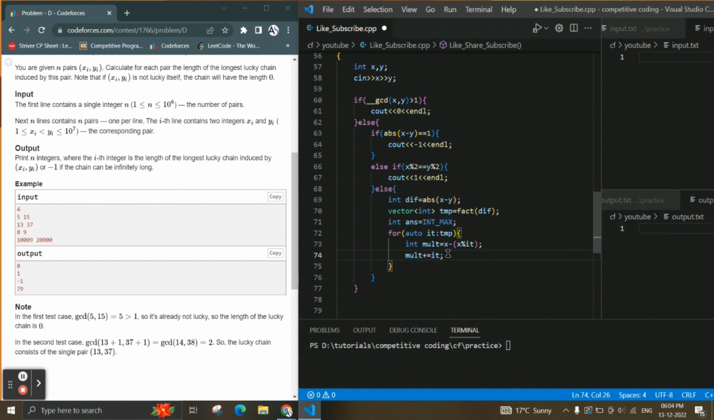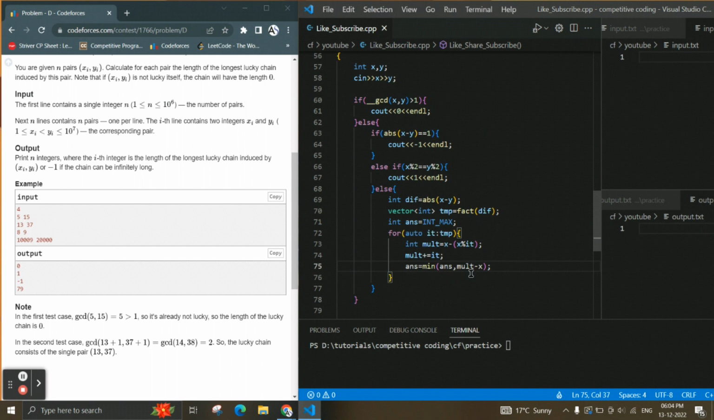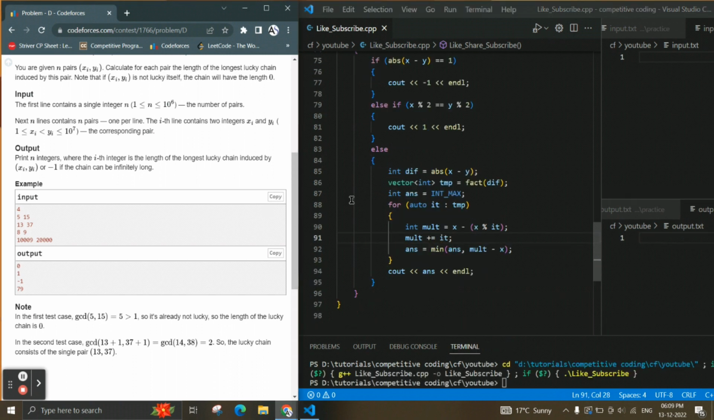So mult will contain the first number which comes after x and is a multiple of the factor. So the answer will be equal to the minimum of answer and mult minus x. Basically, mult is the first number which comes after x and is a multiple of the factor. Now I am subtracting x from mult, which will give the length of the lucky chain. Now checking for the input.